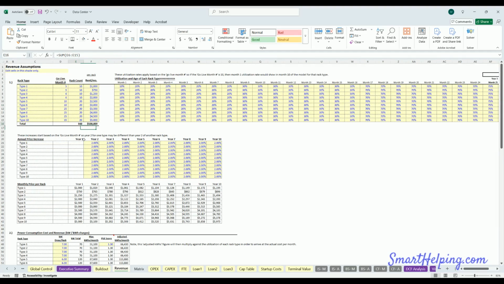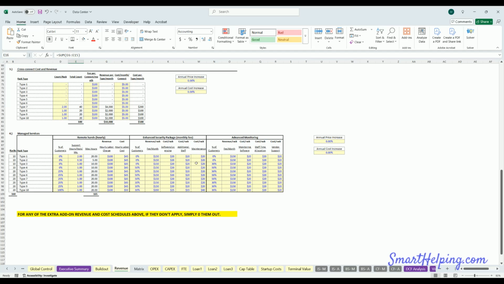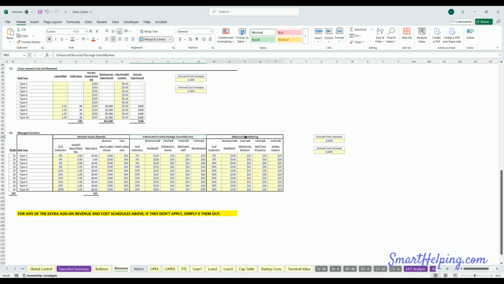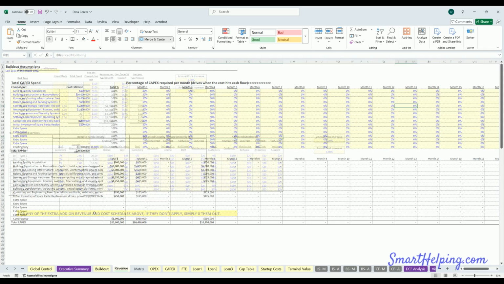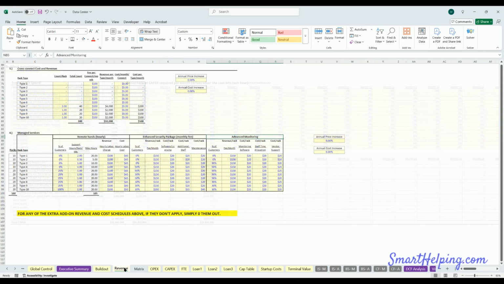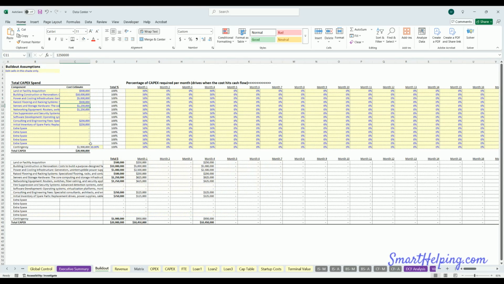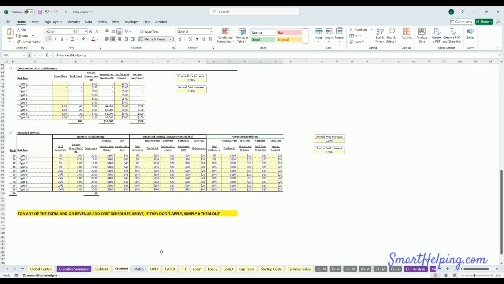I would also make a note, for enhanced security and advanced monitoring, you might have costs in your Capex that went towards providing these services. And if you do account for that here in the build out, you don't need to also account for it here in your cost per rack per month. But this gives you the option to define costs on a per rack basis for each of these if needed, as well as obviously revenue.